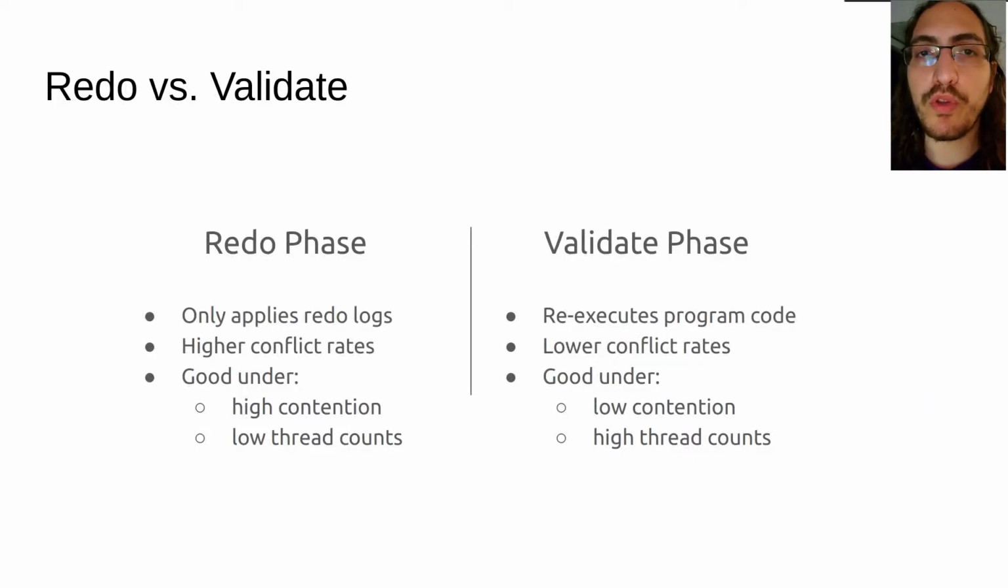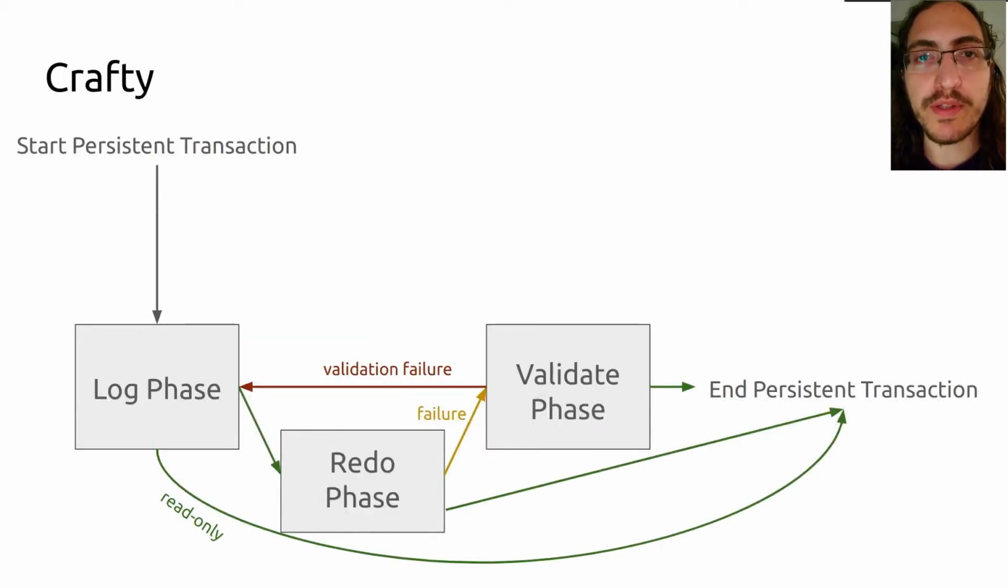Note here, however, that both redo and validate phases are completely sufficient on their own to complete a persistent transaction. However, each is suitable for a different kind of workload. The redo phase is good under high contention and low thread counts. On the other hand, the validate phase is good under low contention and high thread counts. By combining both phases, Crafty is able to cover a wide variety of applications. Next, for optimization purposes, if a persistent transaction performs no writes, Crafty can simply complete the persistent transaction without performing the redo or validate phases.